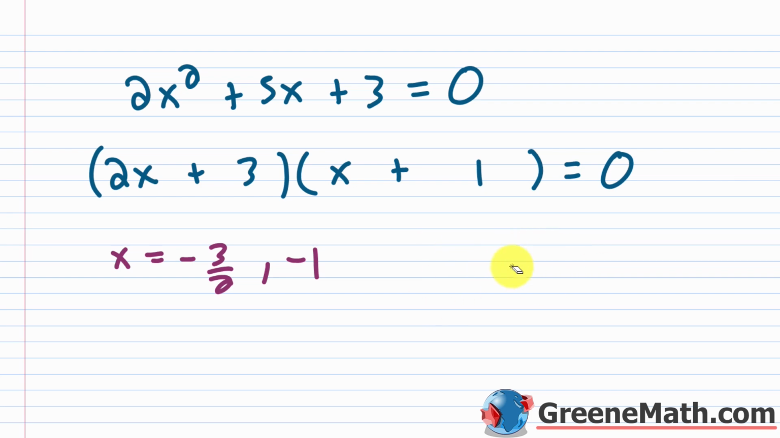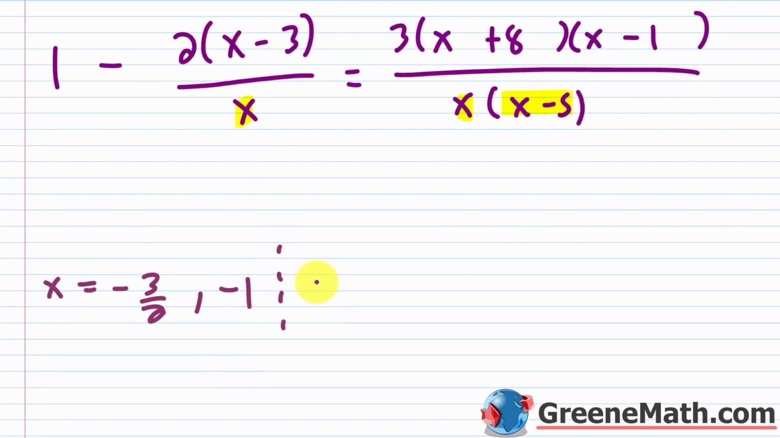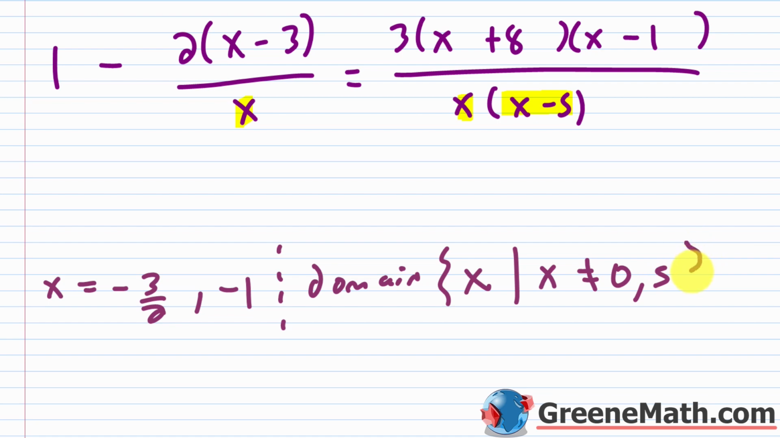So let's go back and check. So again, what is my domain before we continue? So the set of all x such that we know x can't be 0. And the other guy, x minus 5, if you set that equal to 0, we get x is equal to 5, so x also can't be 5. So this is my domain, right? The set of all x such that x is not 0 or 5. Here you got negative 3 halves, which is negative 1.5 and negative 1. So we're good to go. We didn't violate the domain. So let's just plug in and check.